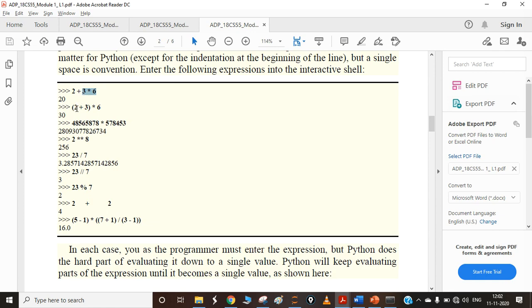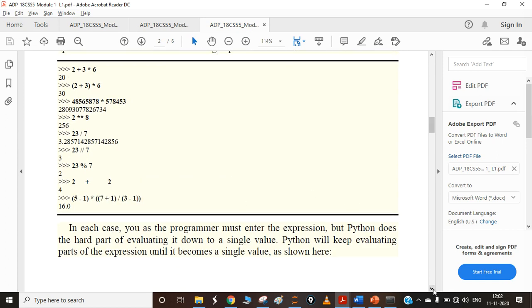But in this case, when we have applied parenthesis, it will be having higher precedence. In that case, what happens? 2 plus 3 becomes 5, 5 into 6, so that is 30. Similarly, these expressions are going to evaluate. Lastly, we have considered one more expression. Let us see how this expression is going to evaluate.